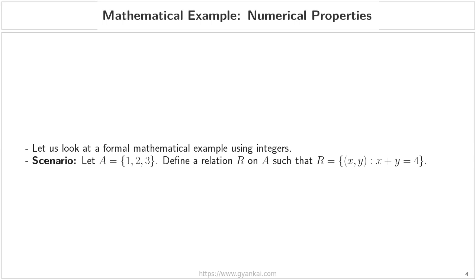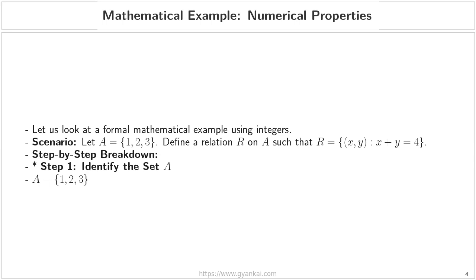Our scenario is this. Let set A be equal to the set containing the numbers 1, 2, and 3. We want to define a relation, which we'll call R, on this set A. The specific rule or condition for this relation is that for any pair of numbers x and y, their sum, x plus y, must equal 4. Let's break this down step by step, just like we did in the previous slide. Step 1, we identify our set A, which is simply 1, 2, and 3.